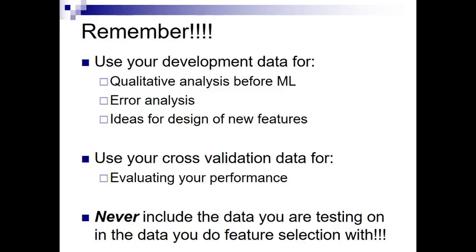So an important takeaway here is that when we divided the data into three segments, you use the three segments for very different purposes. The only part that you look closely at is the development data. And you use this before you ever run any machine learning experiments to get a sense of your data. And then between experiments, you do an error analysis to get ideas for designing new features. And all of this important design work is done with reference to your development data. So you never look closely at your cross-validation data or the final test data.